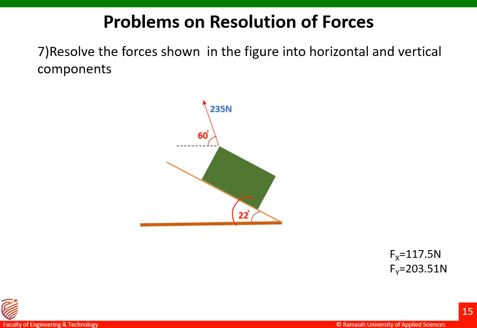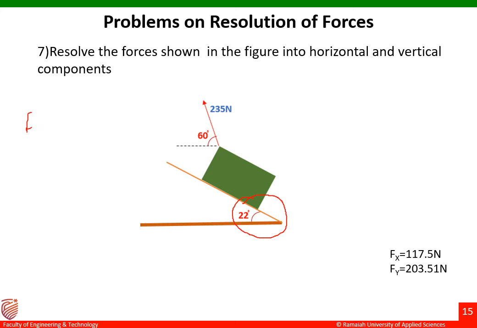Okay, so all these dimensions, all these angles are given just to confuse you. The question is very simple. Resolve the forces shown in figure into horizontal and vertical component. You don't have to worry about this inclined plane and all. Suppose if this angle is not given, then you would have thought about this 20 degrees, but now the force 235 newton is making an angle of 60 degrees with respect to the horizontal. Then you don't have to worry about anything. Directly you can substitute in the x component and y component formulas over there.